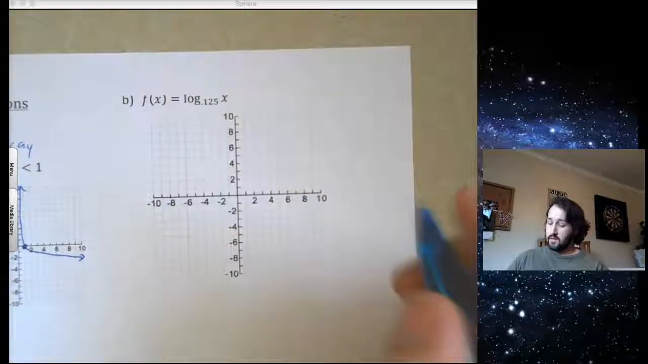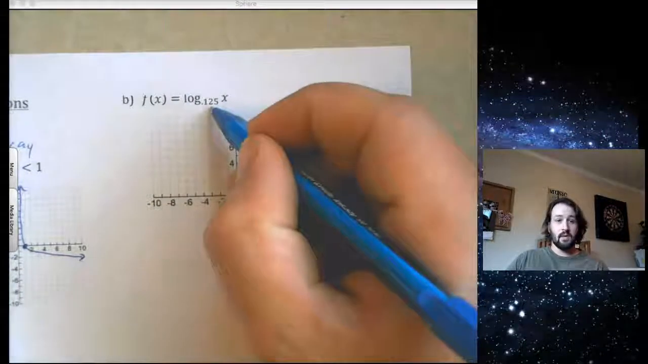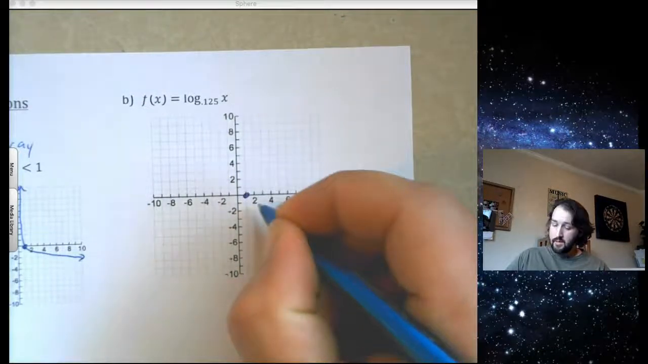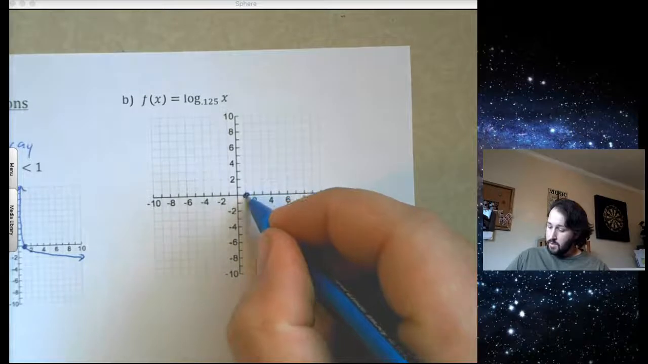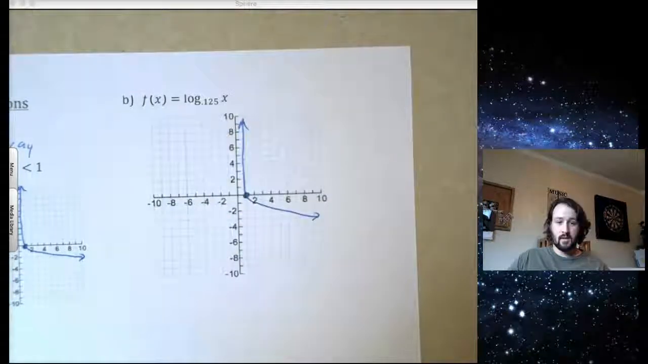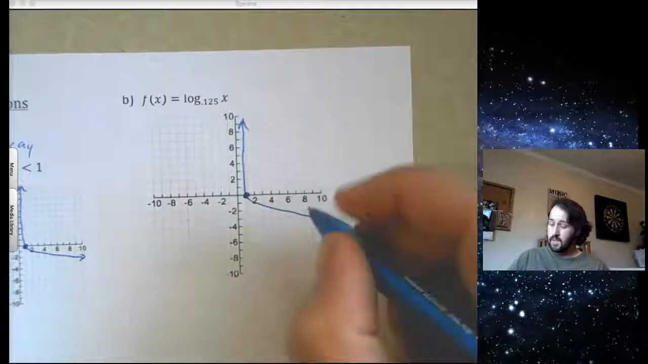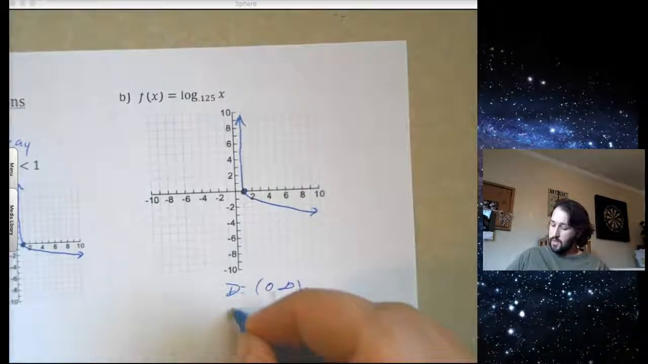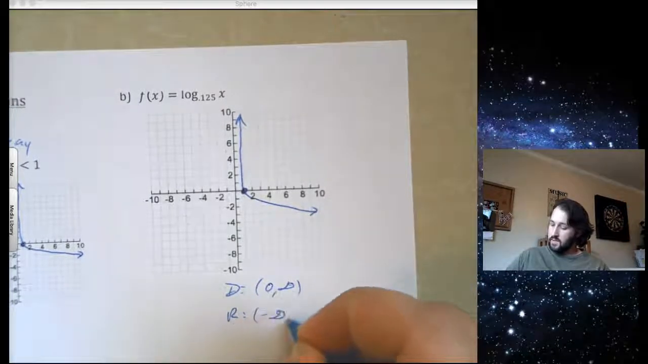Notice here for this log, the base is 0.125. 0.125 is between 0 and 1, so I know it's going to decay, but it's still going to have an x-intercept of 1, but it's going to go down as it goes, getting closer to your vertical asymptote. So the domain is still 0 to infinity, and the range is still negative infinity to infinity.